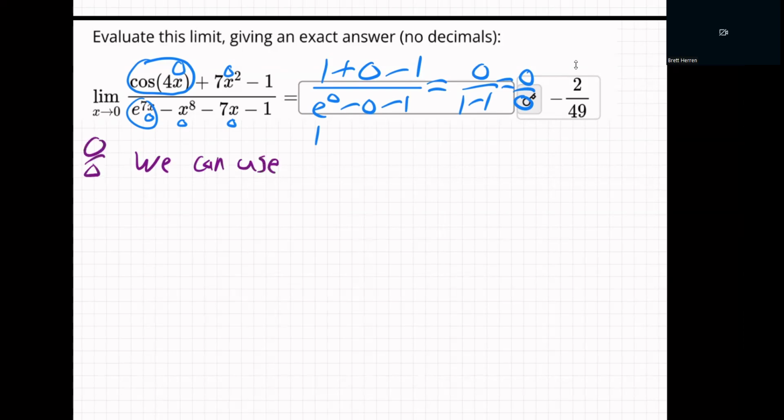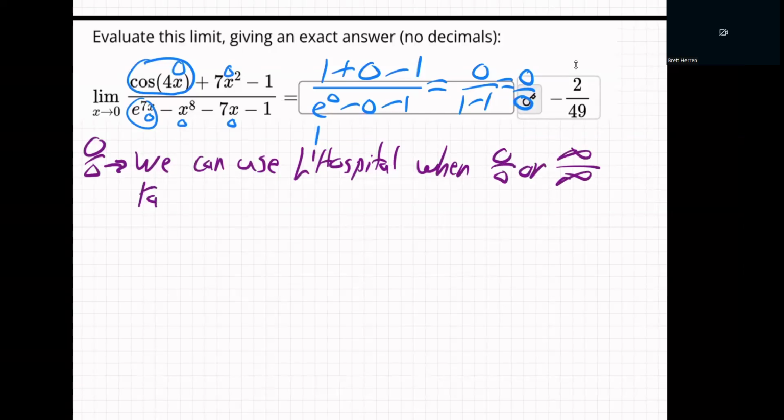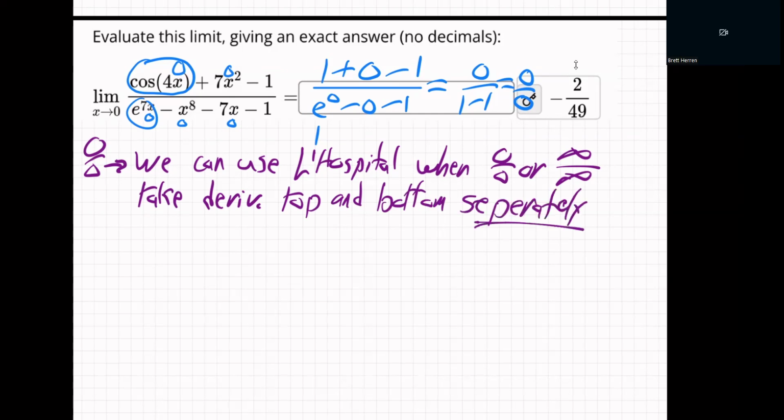So 0 over 0 tells us we can use L'Hopital's rule when we get 0 over 0 or infinity over infinity. And that means we're going to take the derivative of the top and the bottom separately. And separately being the key word. It's not quotient rule. It's derivative top and bottom separately. And so let's do that.